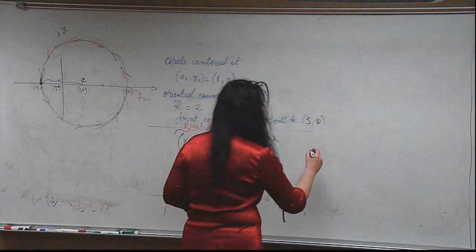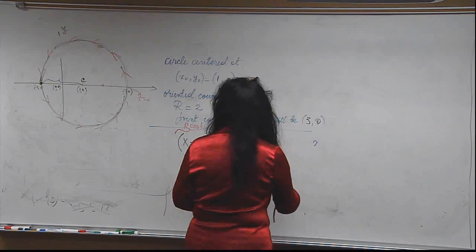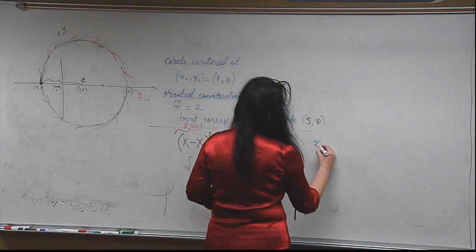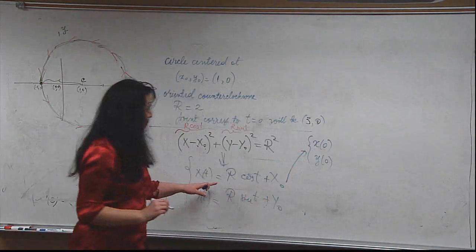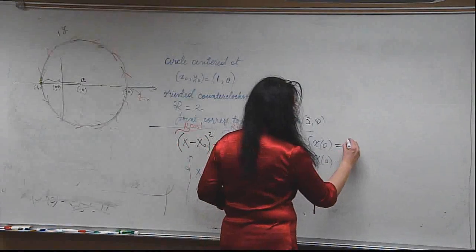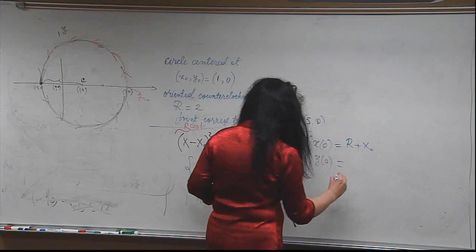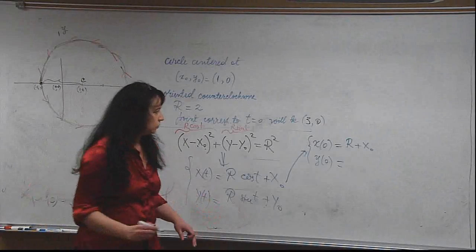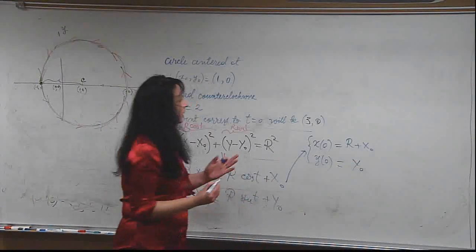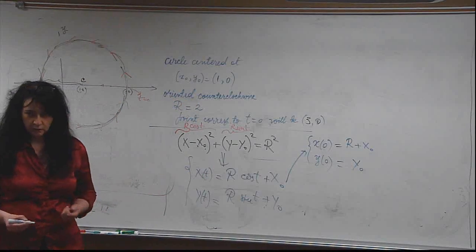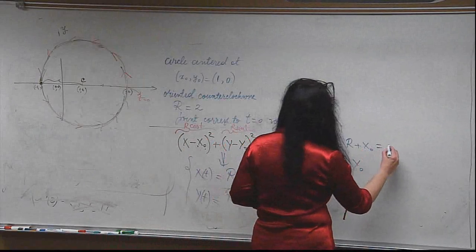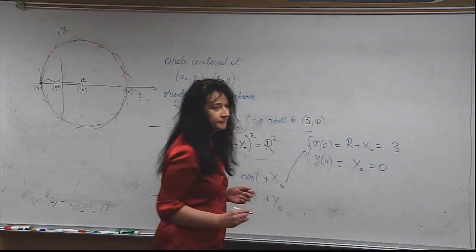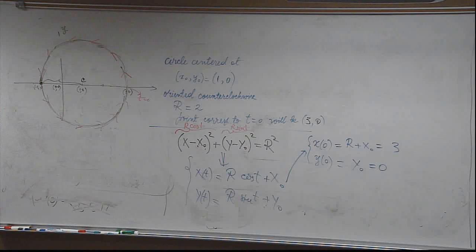And what else is going to be happening? When I solve for x of the point corresponding to t equals 0, x of 0 and y of 0 will therefore be what? r plus x0. And this is going to be what? Just y0. Does anybody give them to me? Alexander gave me the correct ones. They will be 3 and 0. Are you guys with me? They could be anything. Anything that makes sense, of course.